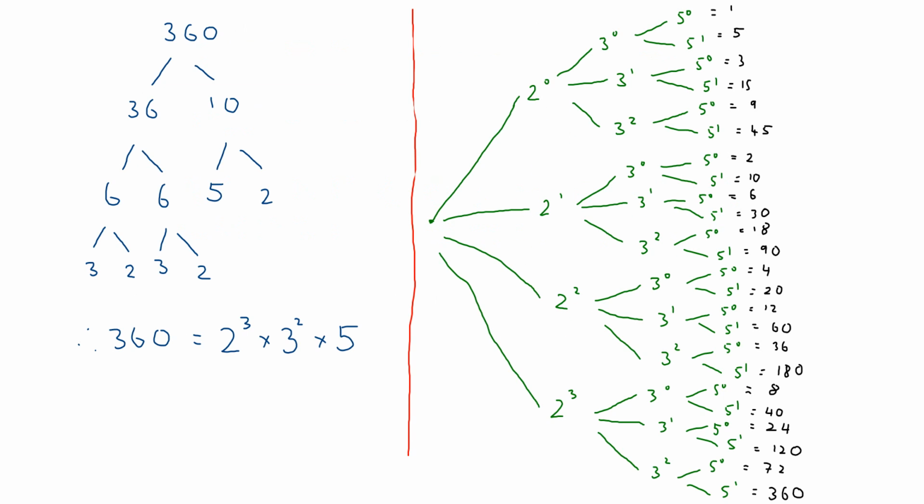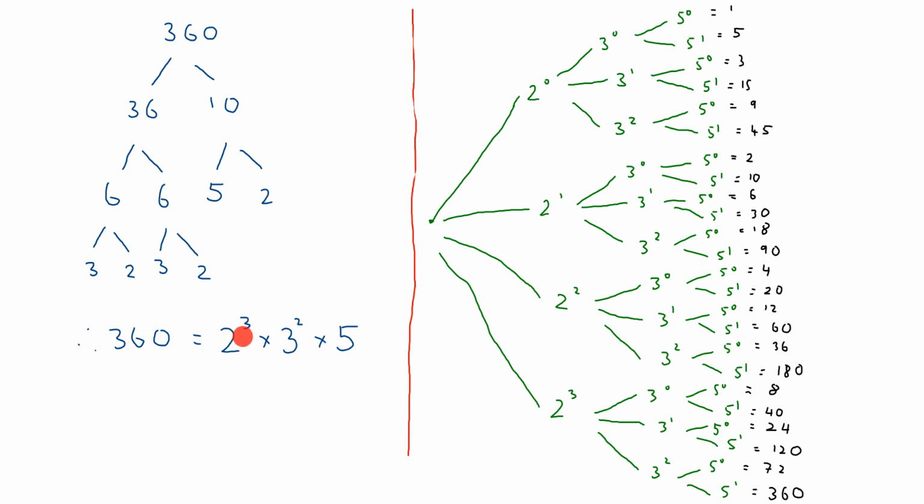I'm going to go 360, and I'm doing a prime decomposition. You know how to do this now. 36 and 10, 6, 6, 5 and 2, 3, 2, 3, 2, 5, 2. So here's our prime decomposition: 2 to the power of 3 times 3 squared times 5. And I'm just going to start with the 2's, okay? I'm thinking of all the possibilities that I could have for my 2's in my factors.